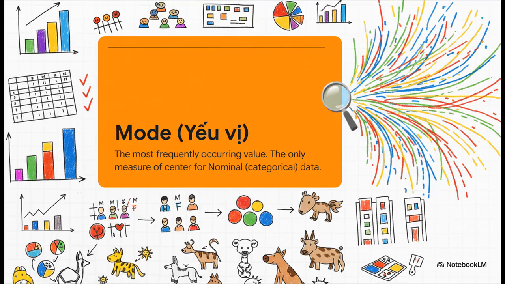This one's the simplest of them all. It's just the value that shows up most often. Now, while you can use it with numbers, its real superpower is that it's the only measure of center you can use for that nominal categorical data we talked about earlier. You can't find the average of male and female, but you can absolutely find which one is the mode.